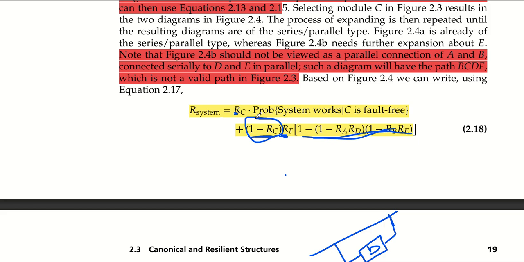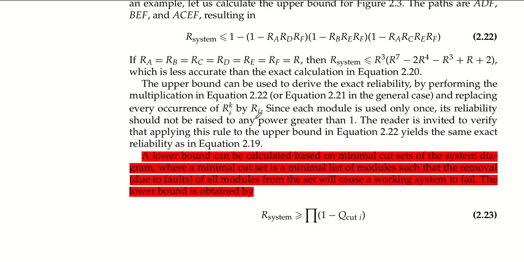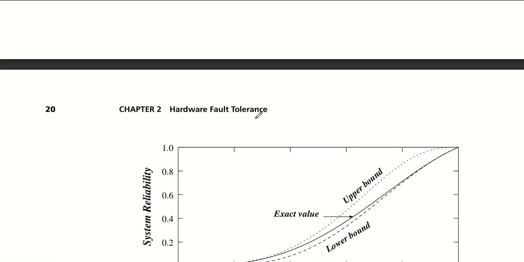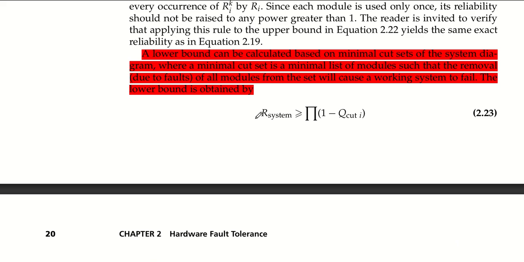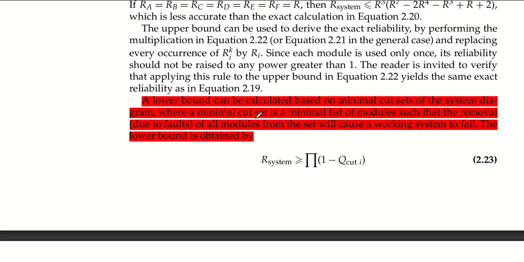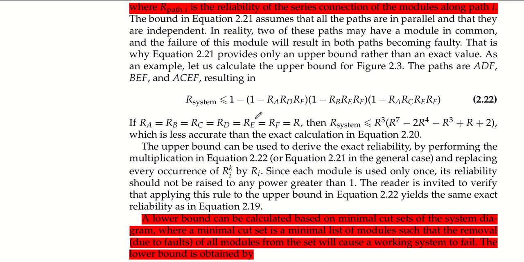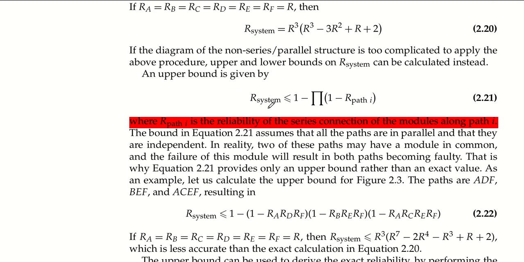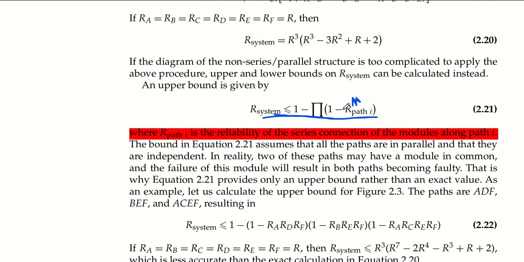Okay, now let's go back to the original thing we are trying to solve. So we are trying to find the upper bound and the lower bound, right? The upper bound of the system, like I said, is given by this formula: 1 minus the product of 1 minus all the redundant parts. So let's see how you find this R part of I.